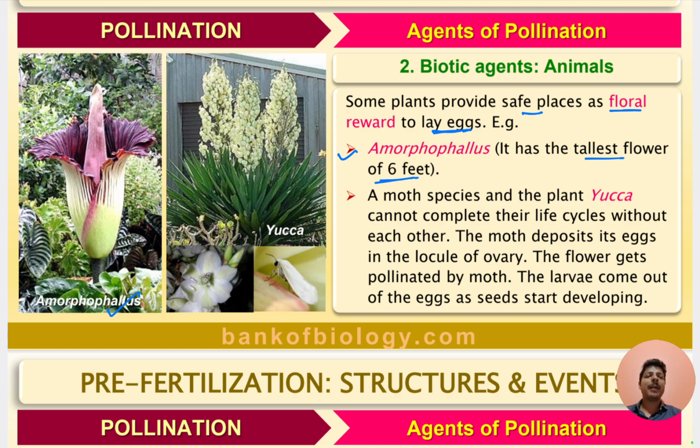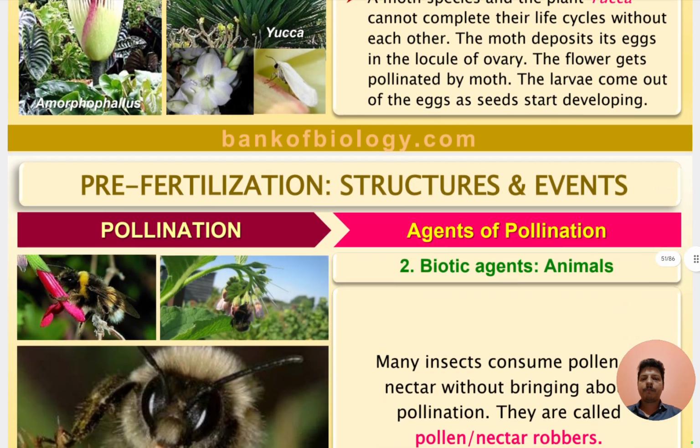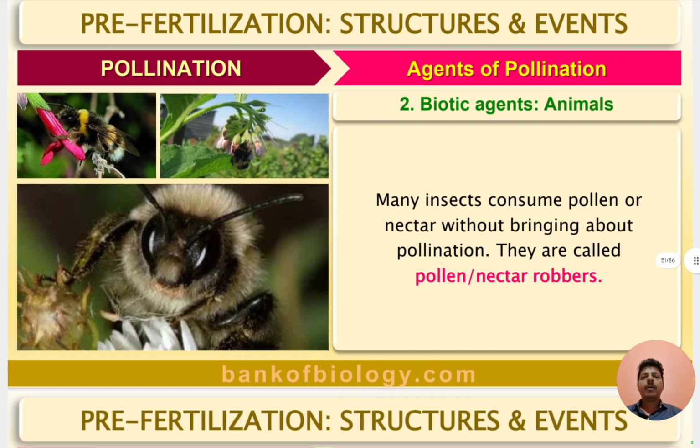A moth species and the plant yucca cannot complete their life cycle without each other. It is the yucca plant and the moth. The moth deposits its egg in the locule of the ovary. The flower gets pollinated by the moth. The larva comes out of the egg as the seed starts developing. Now, many insects consume pollen or nectar without bringing about pollination. They are called pollen or nectar robbers.